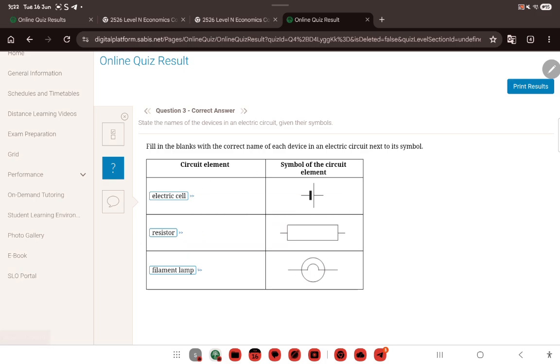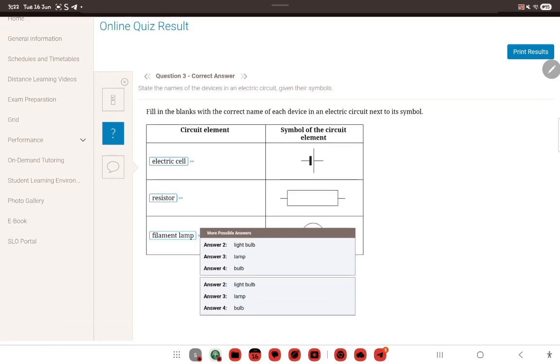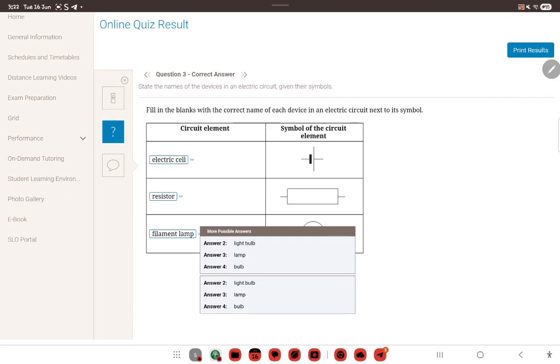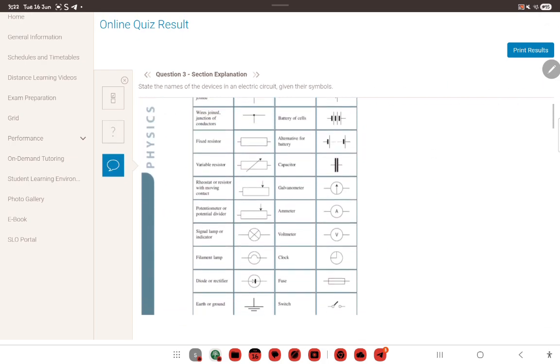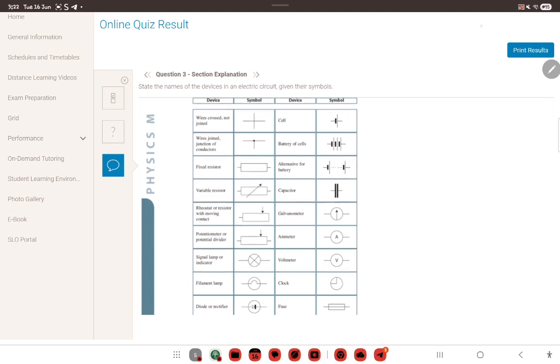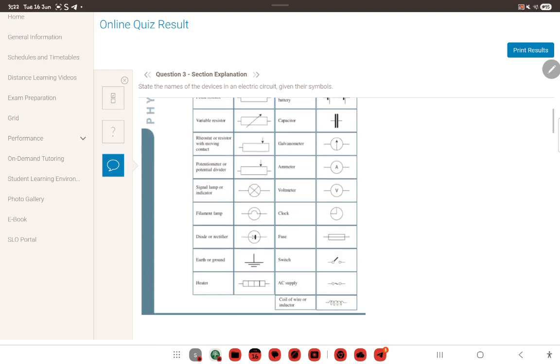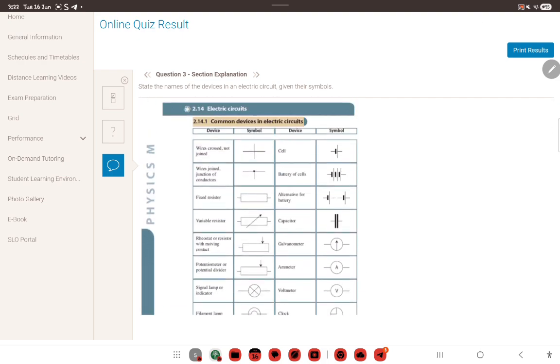This is a filament lamp, or just a lamp or a light bulb. There's many possible answers. But in the book, what does it say? It calls this a filament lamp in the book. And this one, a fixed resistor. And the last one, just a cell. This is the book way of solving this question.